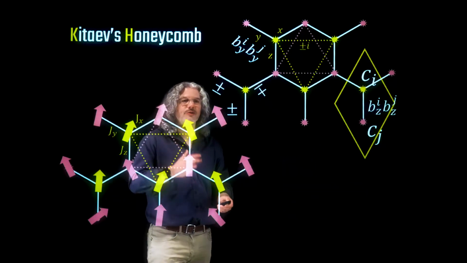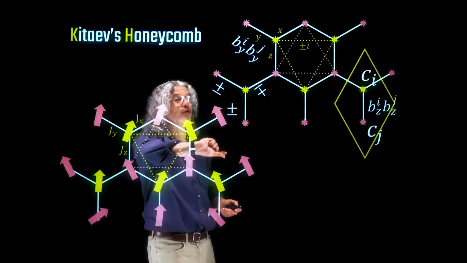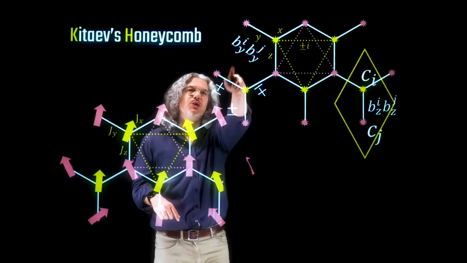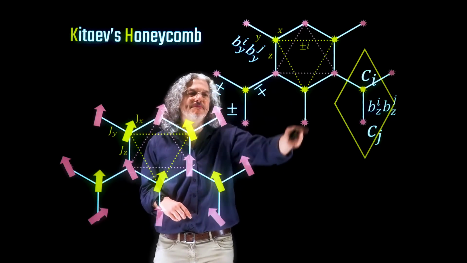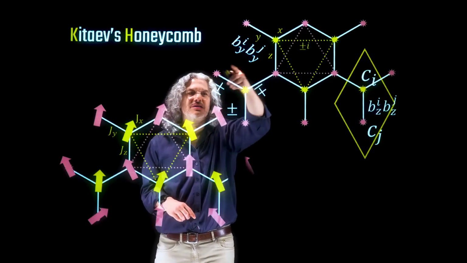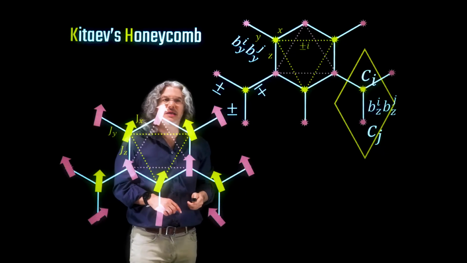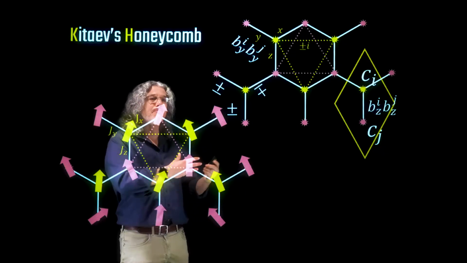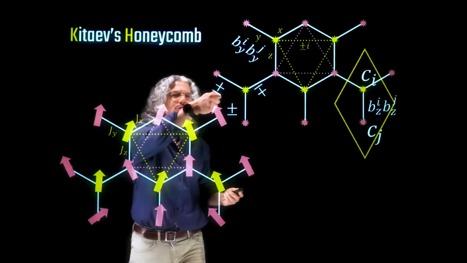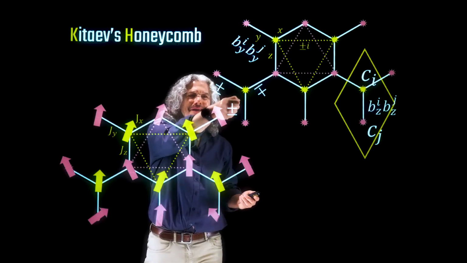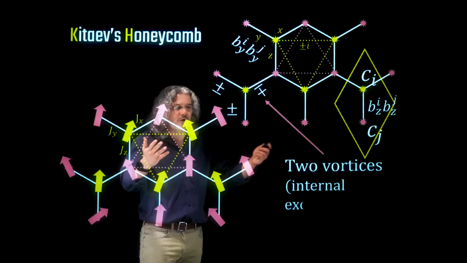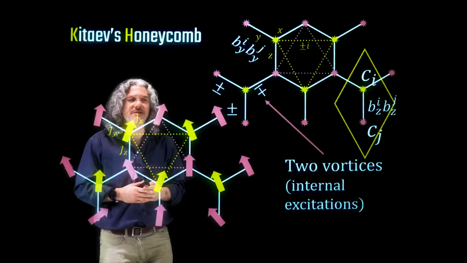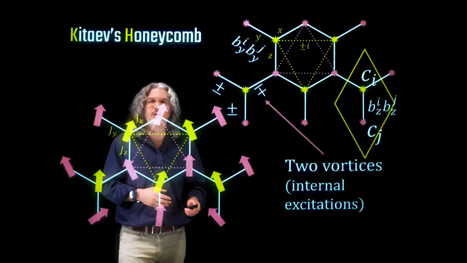Now, unlike the P-wave superconductor, when we introduce one flip in the system, when one of the B's flips, then we will have two vortex excitations in the system. But this is unlike the P-wave superconductor. When you had to introduce it by an external gate, this will be an internal excitation in the system. So these two vortices are internal excitations of the system.